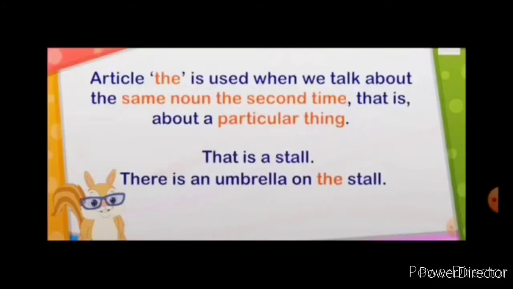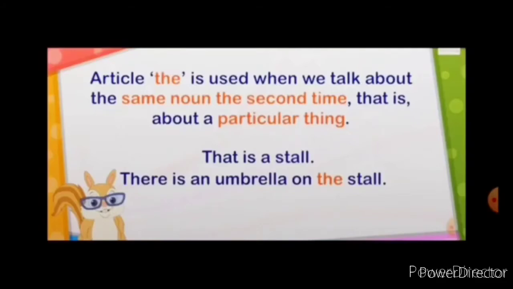So first, "a stall." First, in the beginning, it was a singular noun and used for the first time, so we have used "a," that is the indefinite article. Next, "an umbrella." Umbrella, the article "an" we have used. That is the indefinite article.